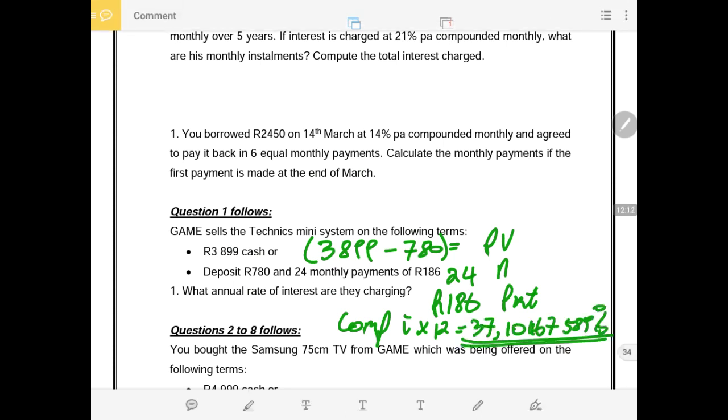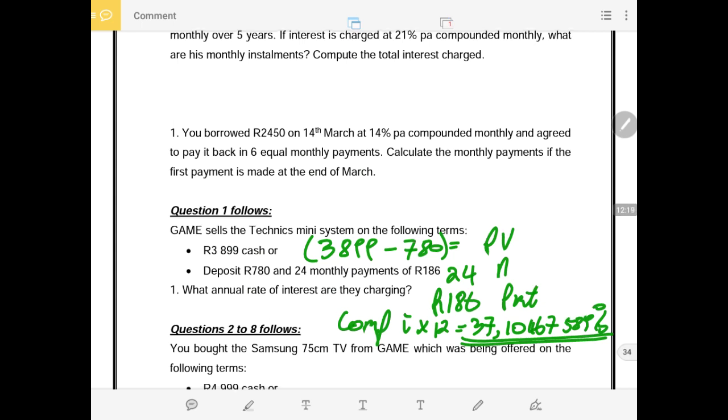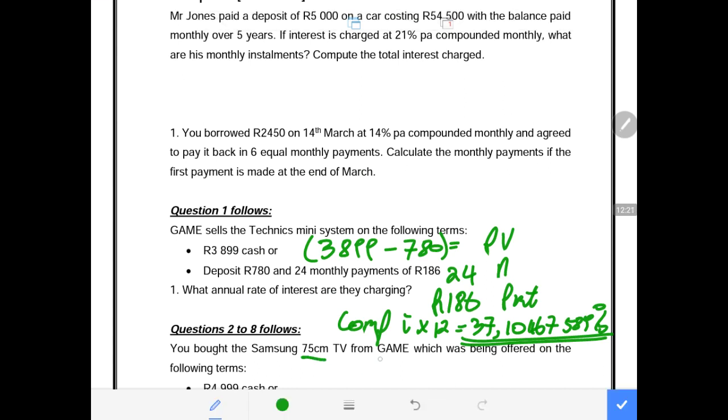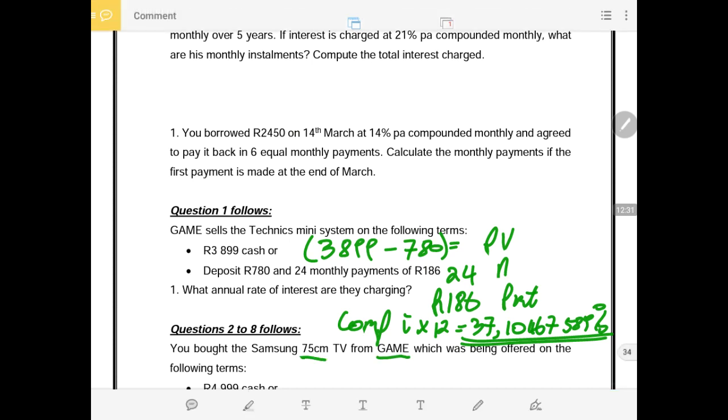Listen to my next question, where we are buying a 75 centimeter TV from the same company, Game, where now we will be using the functionality of Amort. How to use Amort? Very powerful. Amort is a button that you use to calculate a balance when a certain payment is made or before a specific payment is made.